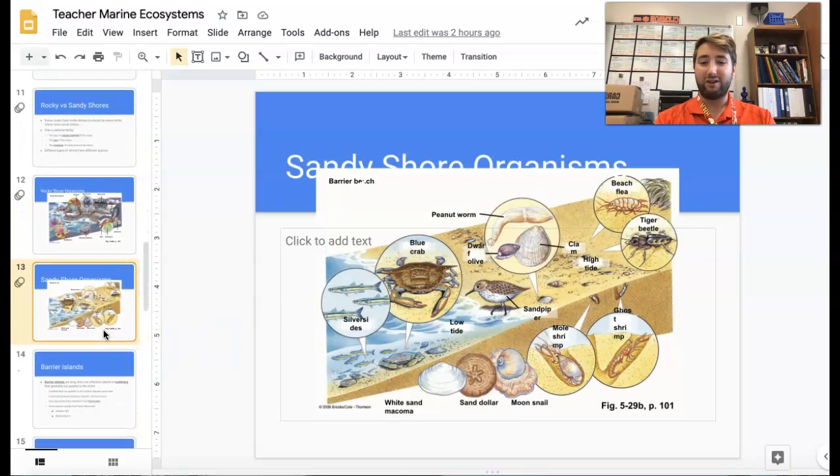All right, we've also got on a sandy shore, here are some silversides. Those are just little fish. Blue crab, some worms. Sandpiper is a little bird that runs along the shore, and it eats these little things. We've got some sand dollars. So all of these things you may have seen before on South Carolina's coast.